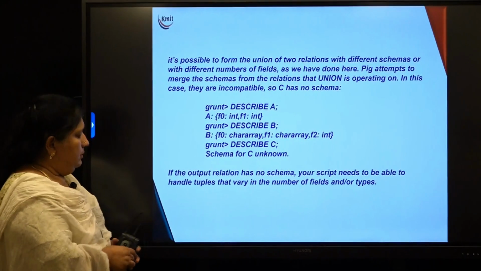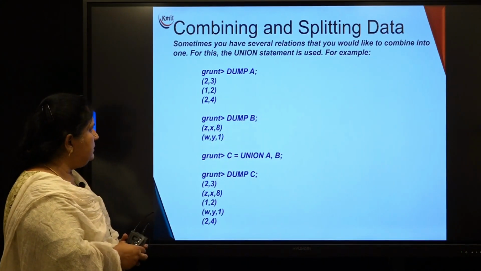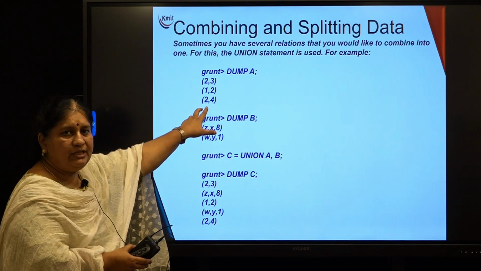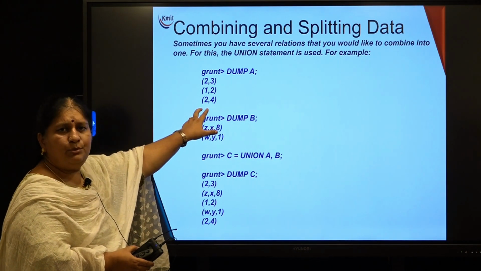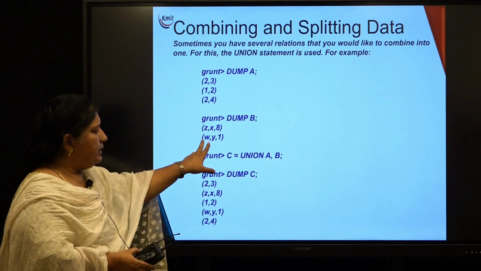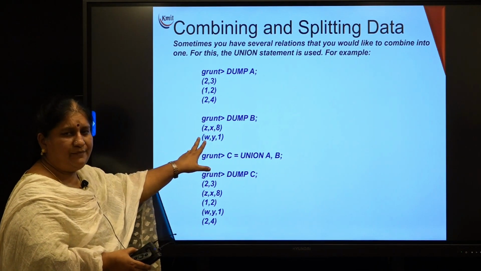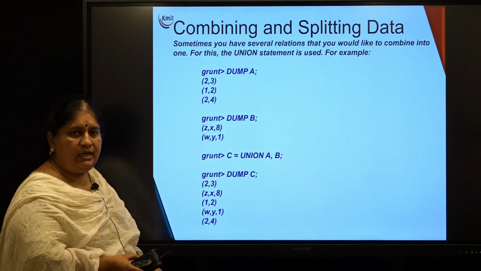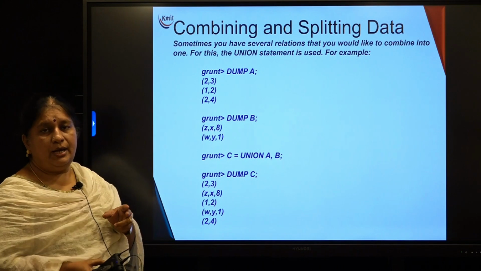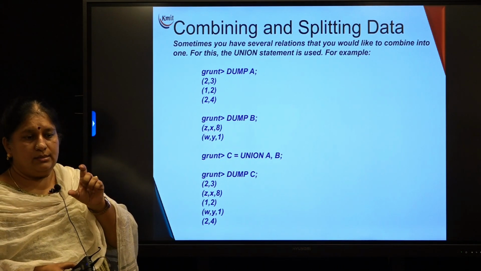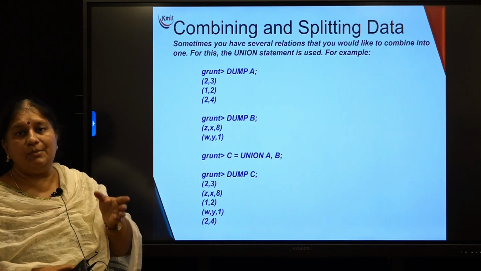Then, the other thing to be noted here is, what is the data type of the fields in relation A? Both of them seem to be integer data type. In the second one, the first 2 are character array. Here we do not have simply character, we have character array. The next one is an integer. You are trying to unite 2 relations which do not have a similar schema structure.